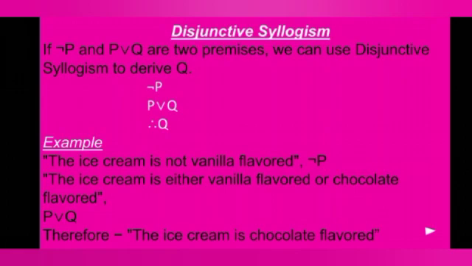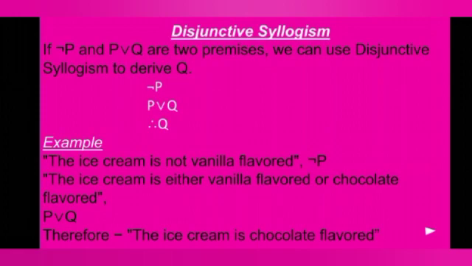If negation P and P or Q are two premises, we can use disjunctive syllogism to derive Q. Negation P and P or Q, therefore Q.